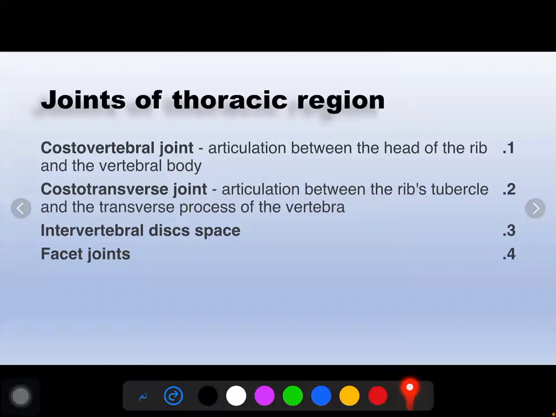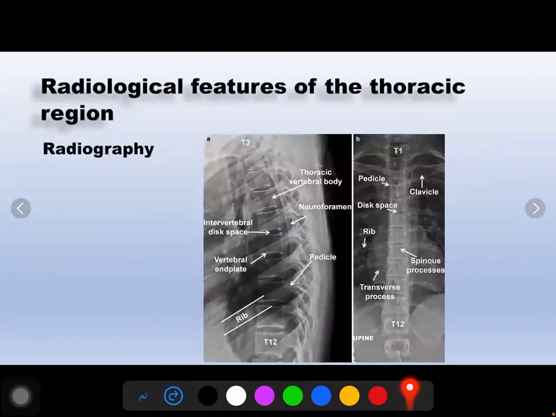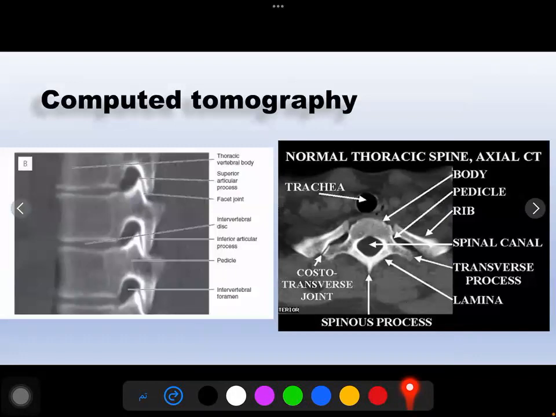Joints of the thoracic region: we have the costovertebral, as we mentioned, the costotransverse, and the intervertebral and facet joints. This is the lateral X-ray. This is the intervertebral joint. This is the vertebral body with end plates, the upper end plate and lower vertebral end plate. And this is the disc space. This is the site of the pedicle from the posterolateral aspect. And this is the intervertebral disc.